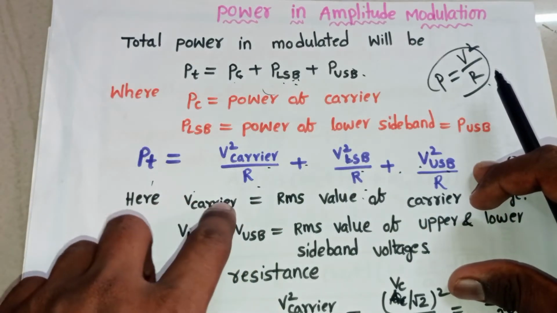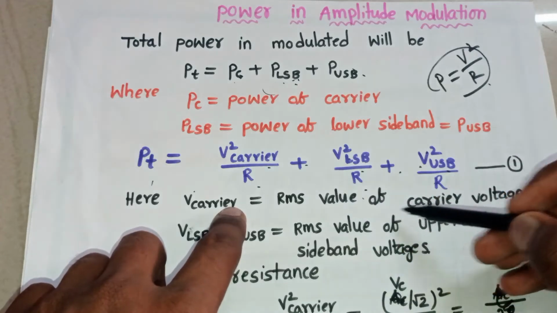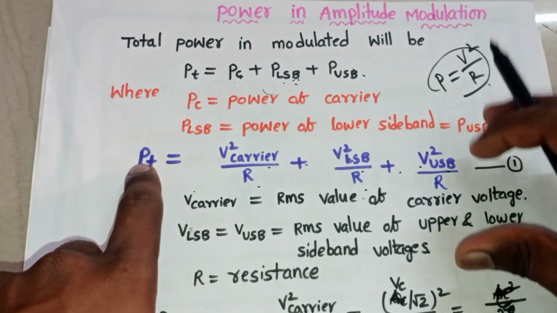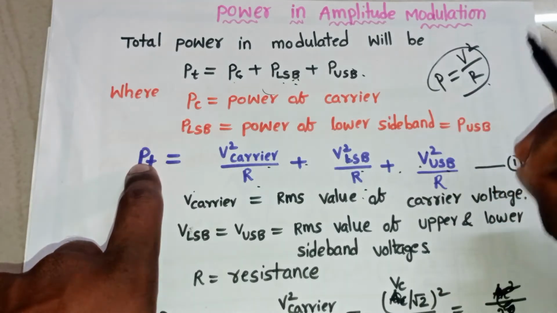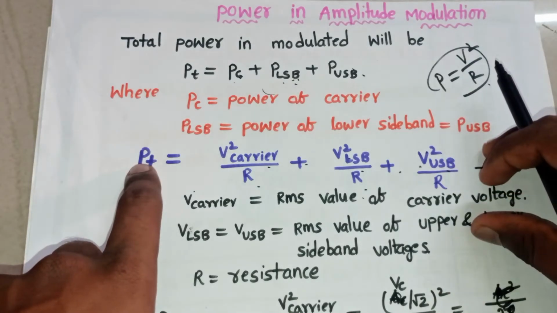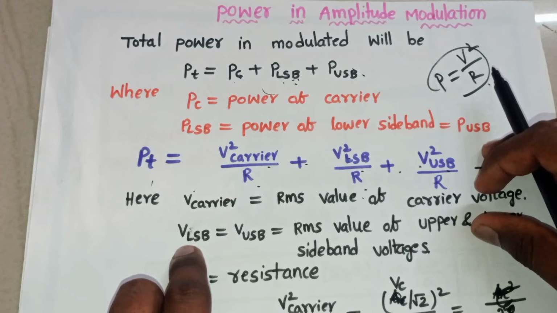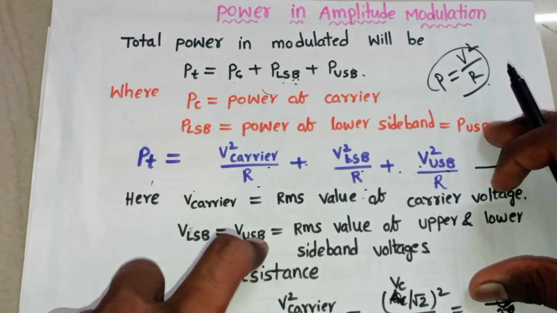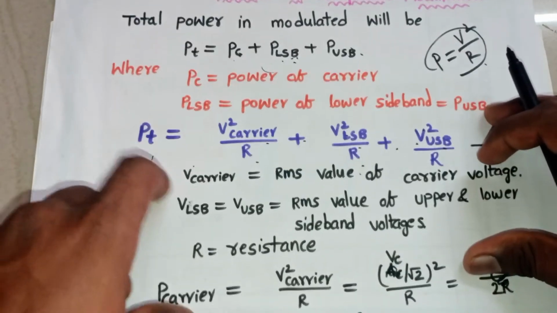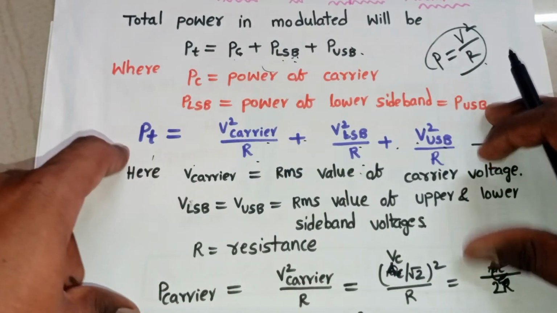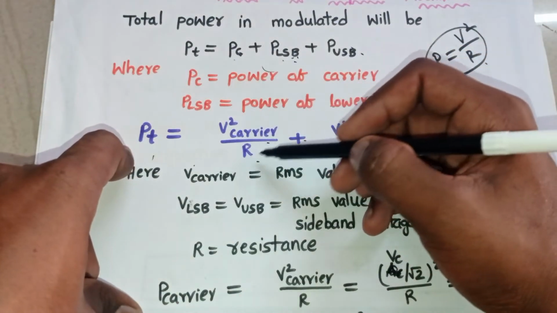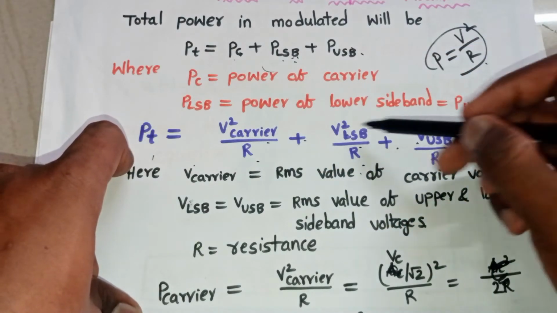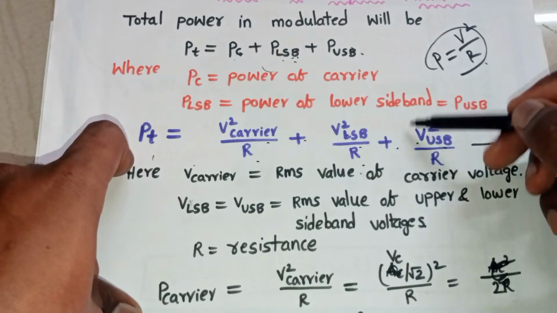Here V carrier is the RMS value of the carrier voltage. In order to find the power, we need to take the RMS values of the voltages. VLSB and VUSB are the RMS values of the lower and upper sidebands, and R is the resistance. This is the carrier power, this is the lower sideband power, and this is the upper sideband power. We know lower sideband power equals upper sideband power.